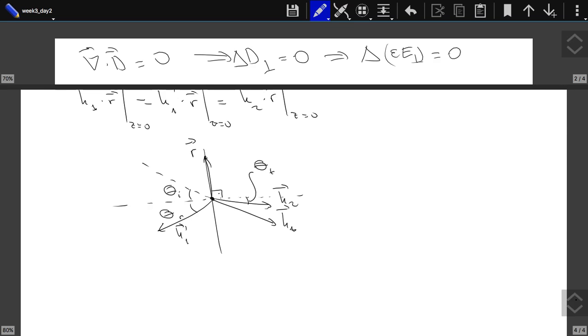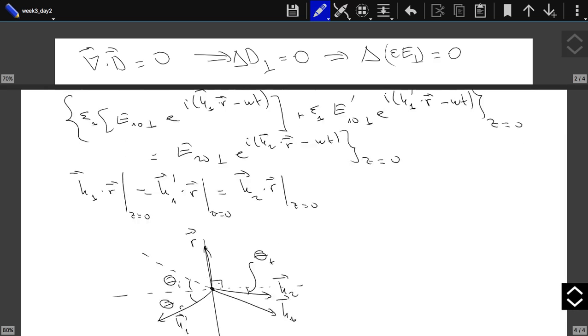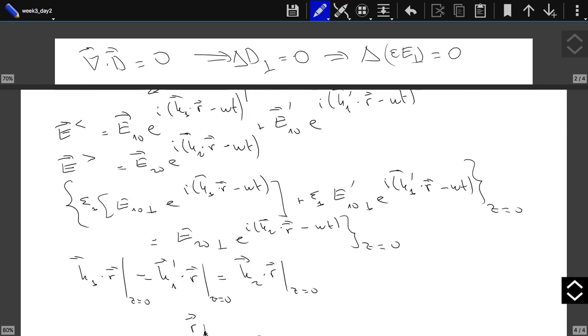And at that point, I also have all those. For the incident wave, there's an electric field and a magnetic field at this point. For the reflected wave, there's an electric field and a magnetic field. For the transmitted wave, at that point, there's an electric field and a magnetic field. And this condition that I wrote over here should be satisfied at that point also.